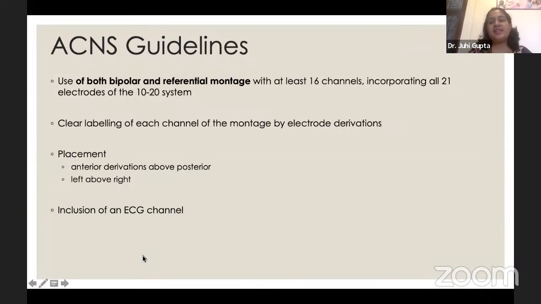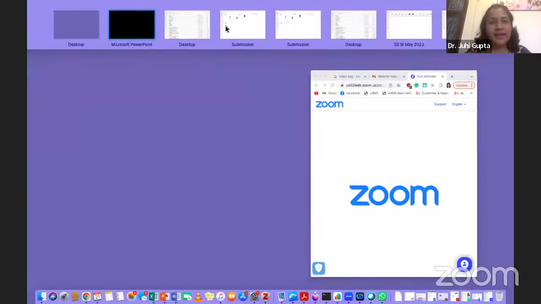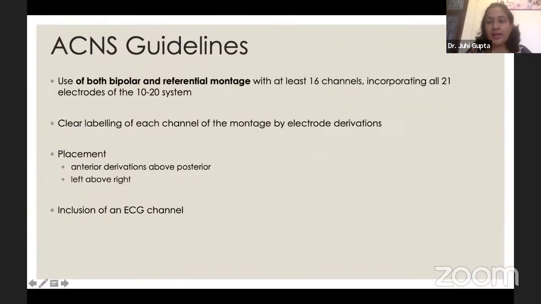So as I discussed in the history slide, we usually try to follow the ACNS guidelines in our EEG recordings. So what does the ACNS have to say with respect to EEG settings and these montages? It says that use of both bipolar and referential montages with at least 16 channels incorporating all the 21 electrodes of the 10-20 system should be used. So ideally, when you are reporting an EEG or looking at the EEG graph, you should try to change and see the montages.